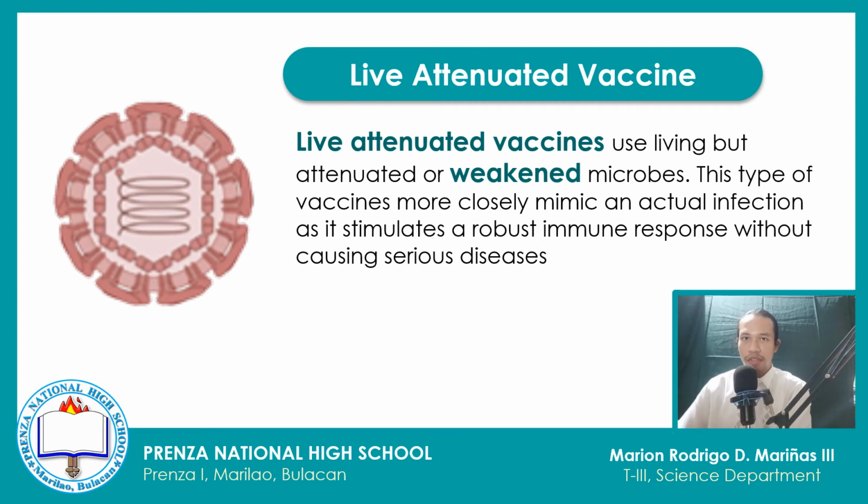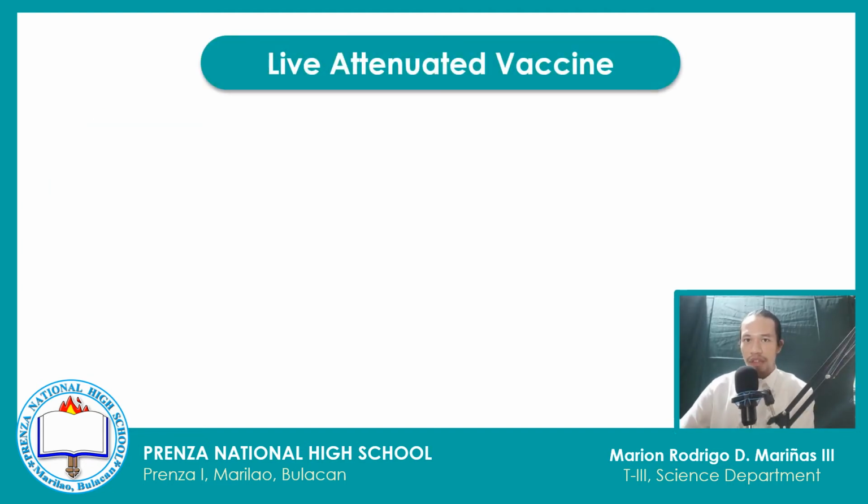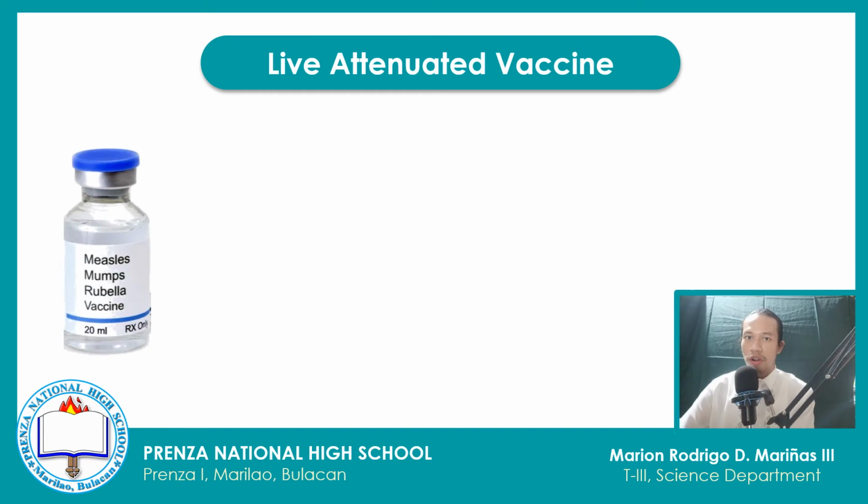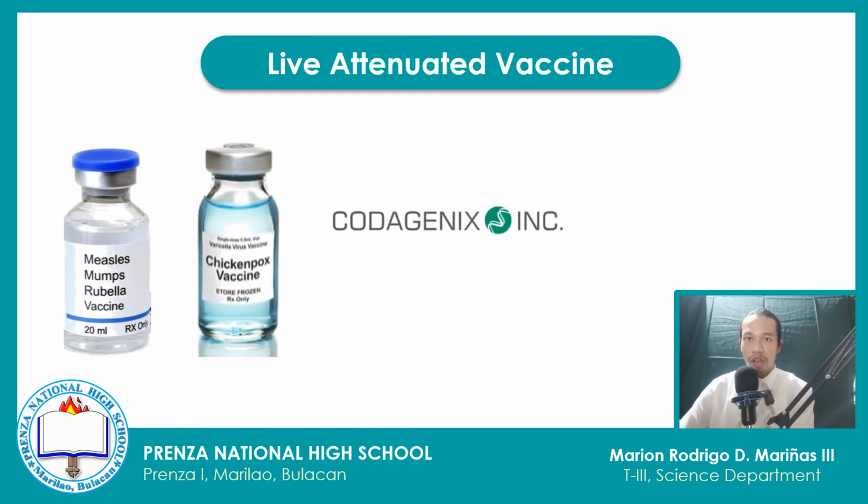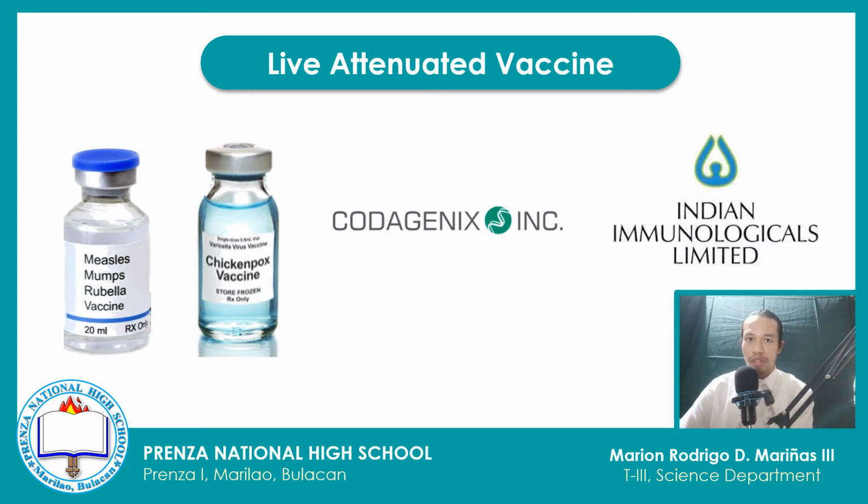This type of vaccine uses living but attenuated or weakened microbes. This type of vaccine more closely mimics an actual infection as it stimulates a robust immune response without causing serious disease. Live attenuated vaccine may not be safe for those with a compromised immune system. Live attenuated vaccines are used to combat MMR or measles, mumps, and rubella, as well as chickenpox. Currently, Codagenix of the USA and Indian Immunologicals Limited are producing this type of vaccine for COVID-19.